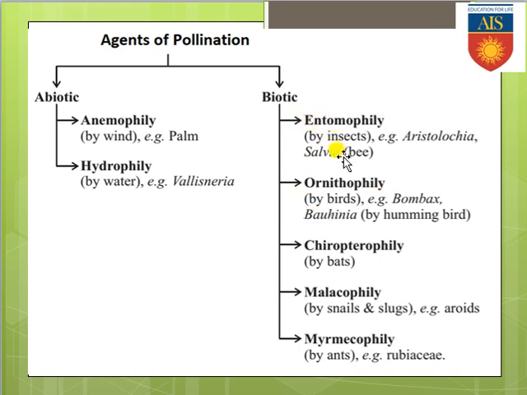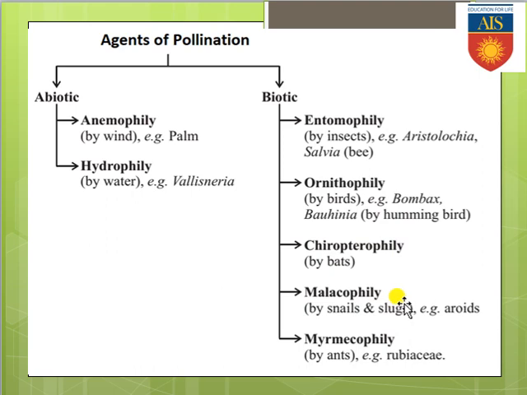So first we can see here, under the biotic components, first comes insects. If insects help in the pollination process, the flower is commonly known as entomophilous flower, and the process of pollination is known as entomophily. If any flower is pollinated with the help of birds, that pollination is known as ornithophily, and the flowers are known as ornithophilous flower. If any flower is pollinated by bats, that type of pollination is known as chiropterophily, and the flowers are known as chiropterophilous flower.